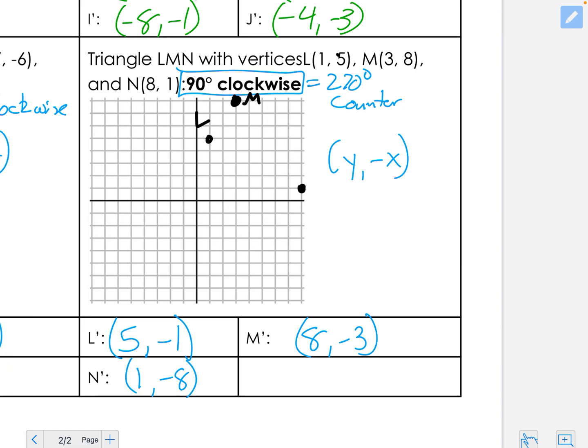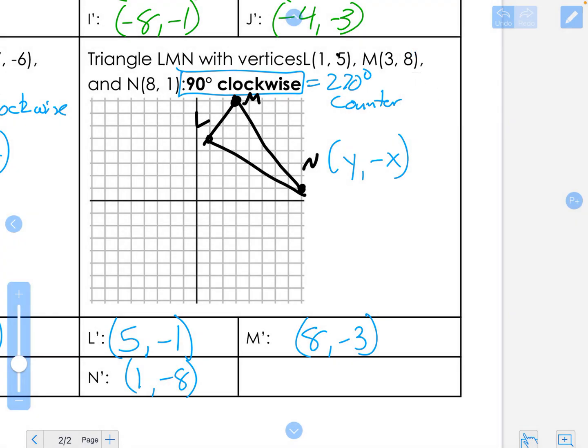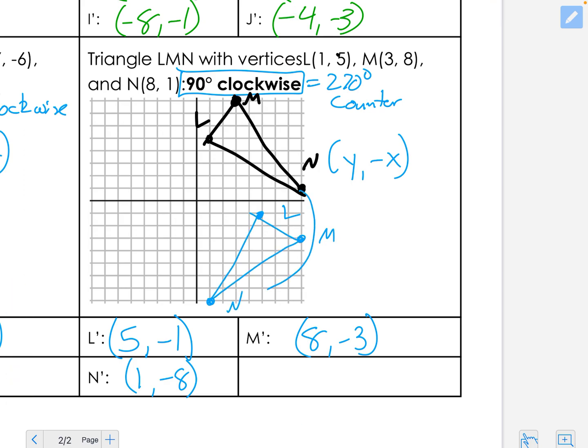So L, M, N. Then I've got 8, -3, -1, and 1, -8. So L, M, N. Again, N is 90, M is 90, L is 90.